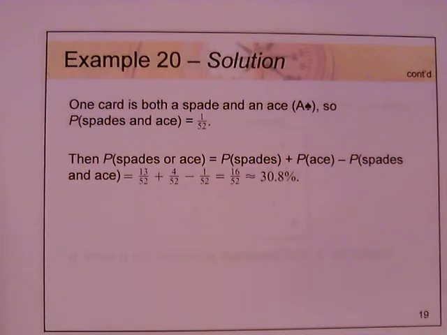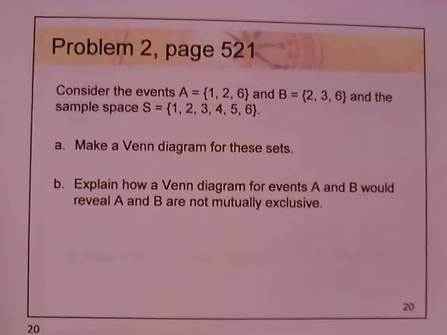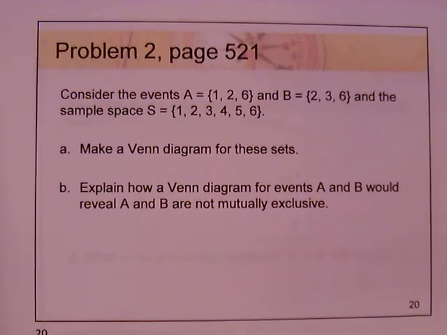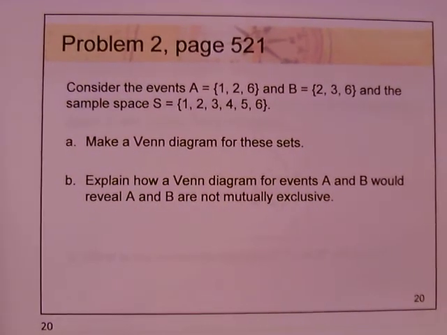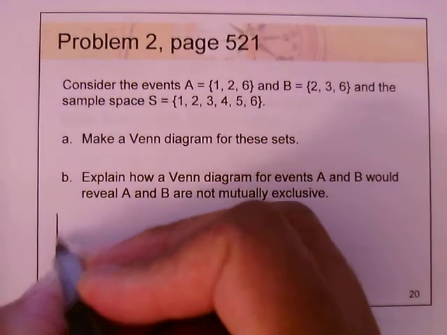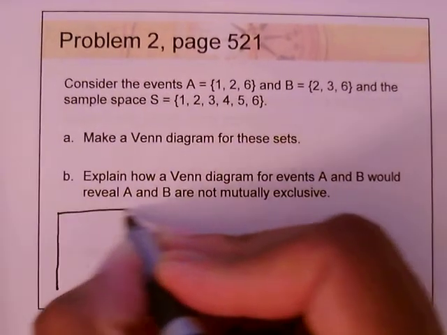Alright, next is problem number 2 on page 521, dealing with mutually exclusive events. Here we want to consider the events A as 1, 2, and 6, and B as 2, 3, and 6. The sample space consists of S equal 1, 2, 3, 4, 5, and 6. And these are non-mutually exclusive events. Here I want to make a Venn diagram for these sets. Now this one is going to look different.